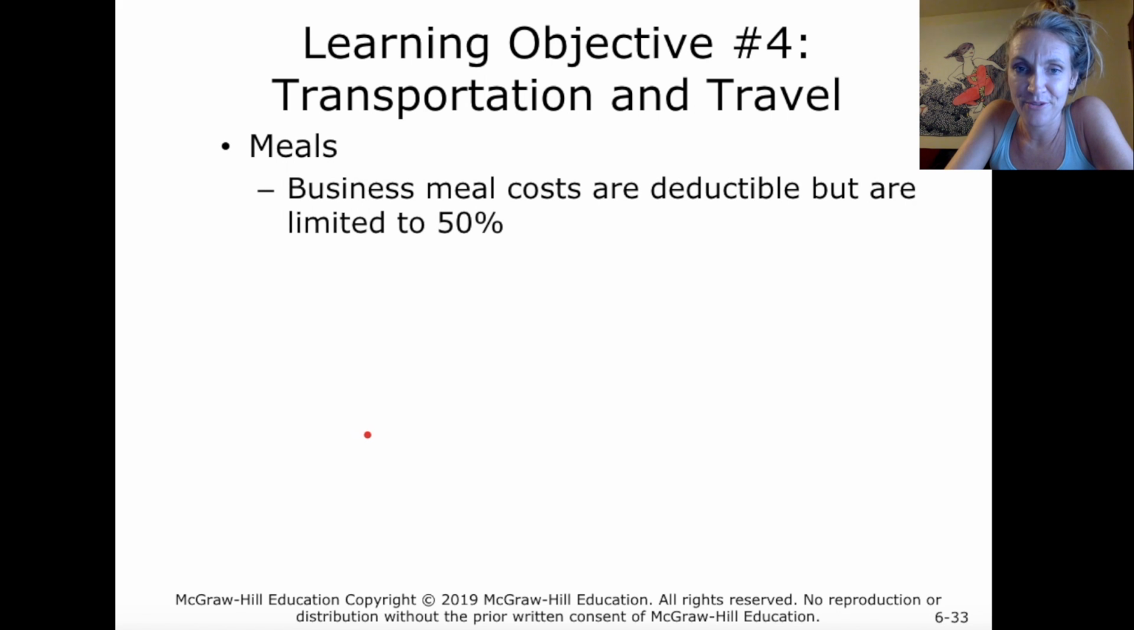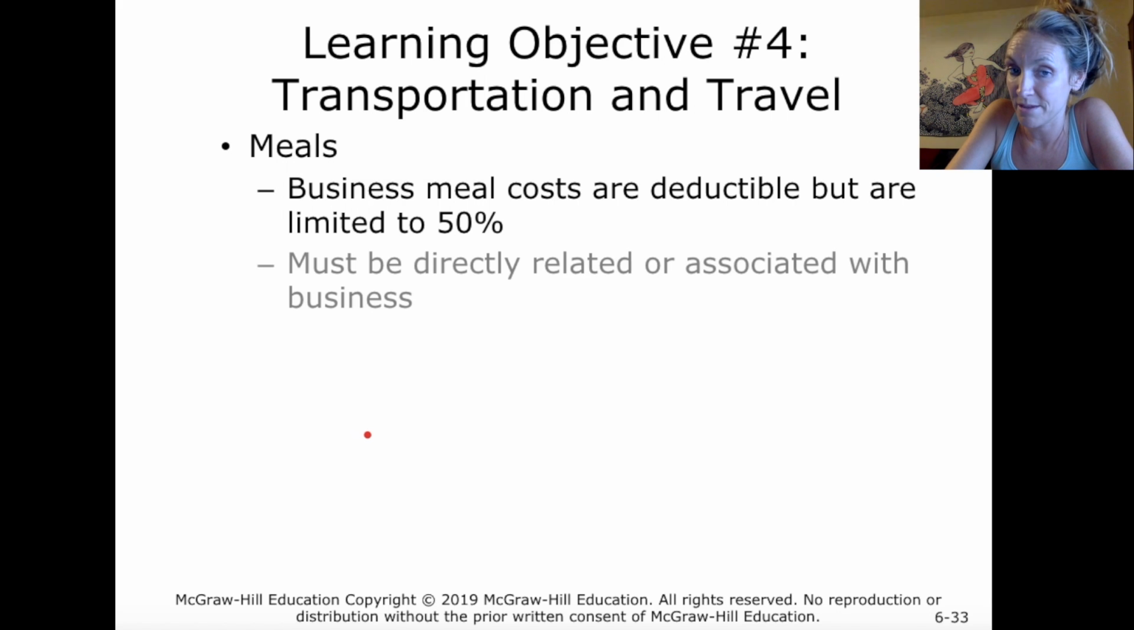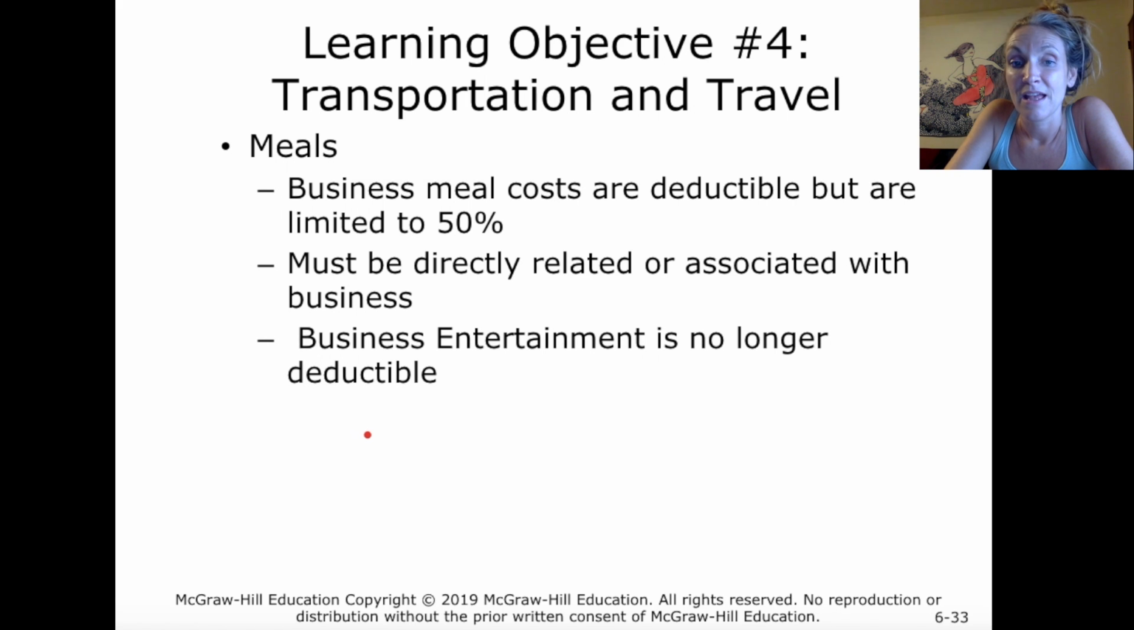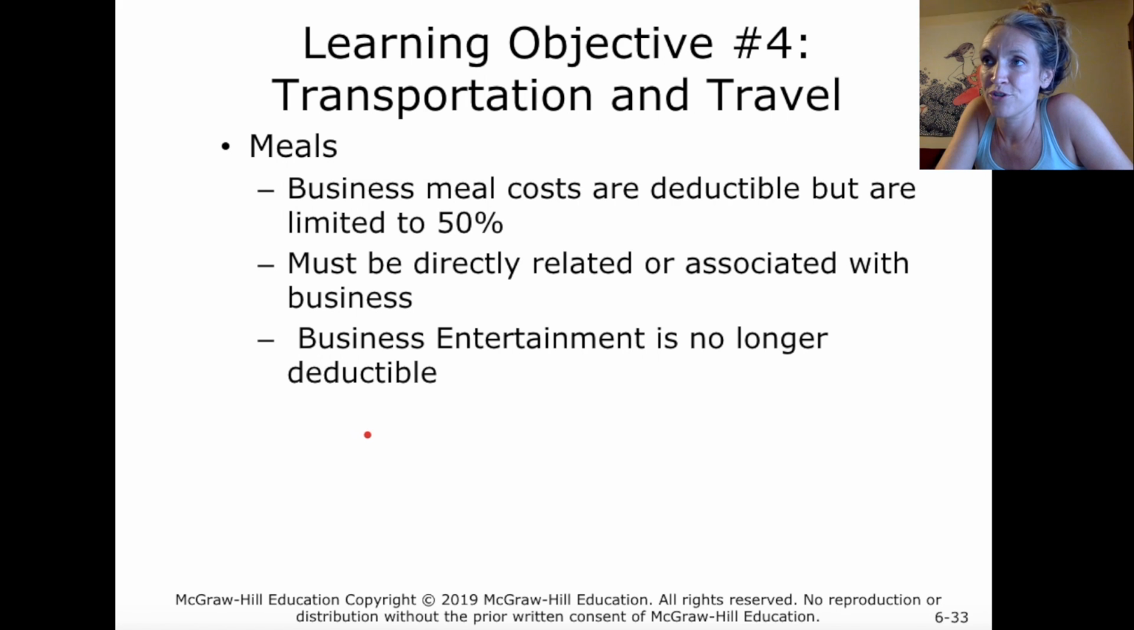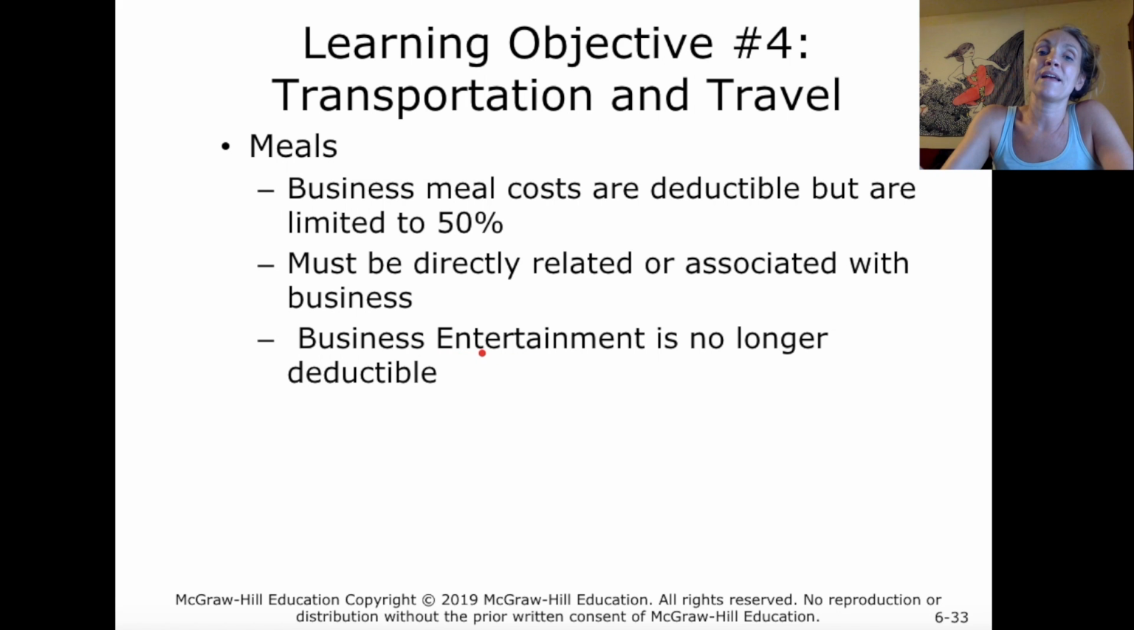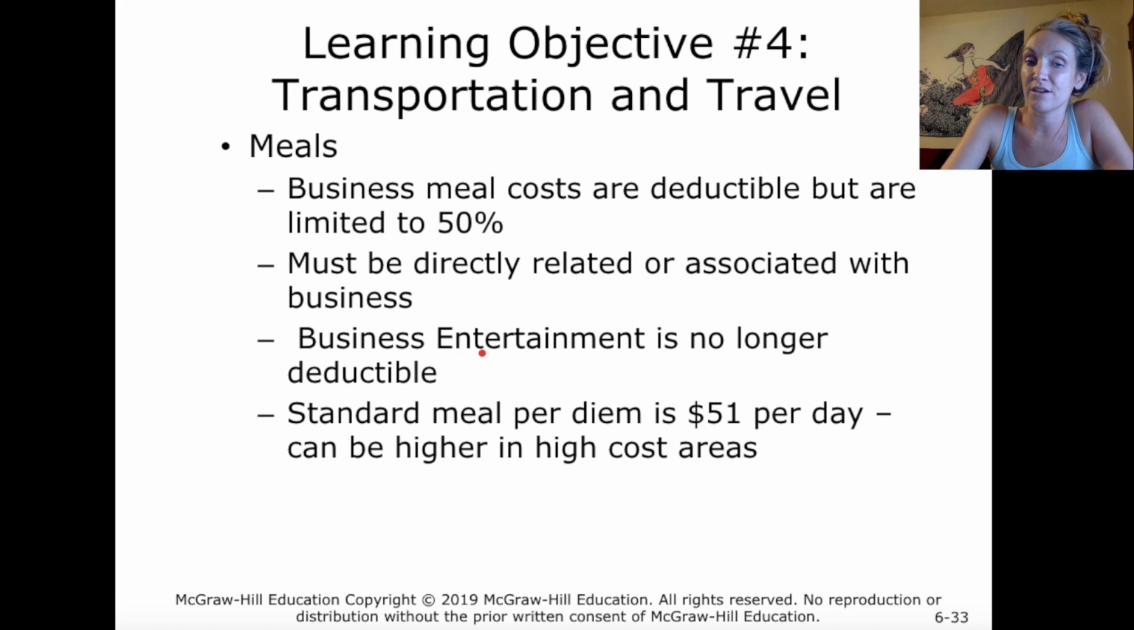Okay, meals. So this is a huge one. Business meal costs are deductible to a 50% limitation, but they must be directly related or associated to business. So essentially, if a business is paying for its staff members to have a meal while doing a training or something, it's at the benefit of the employer, that's still 50% deductible to the business. But meals as entertainment used to be a way to take a client out to dinner, a prospective client, and it was a more lenient requirement, and they did away with that deduction.